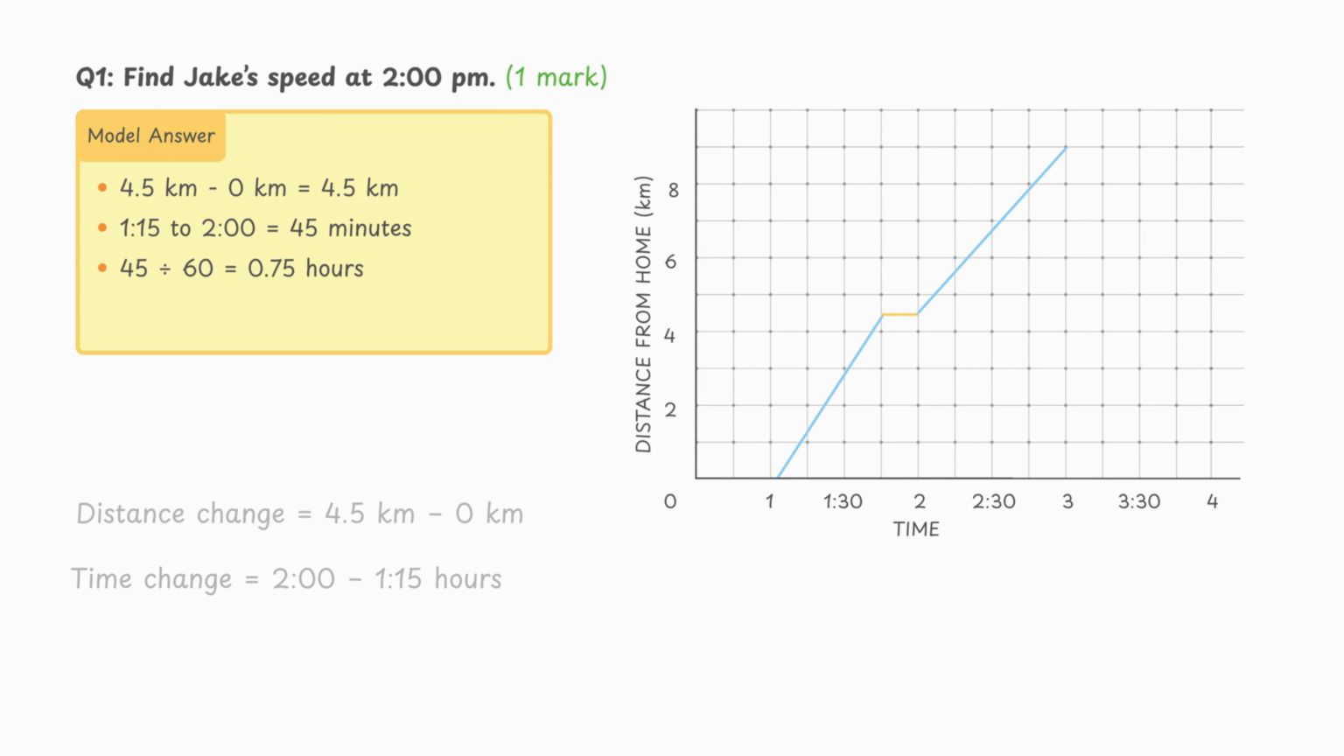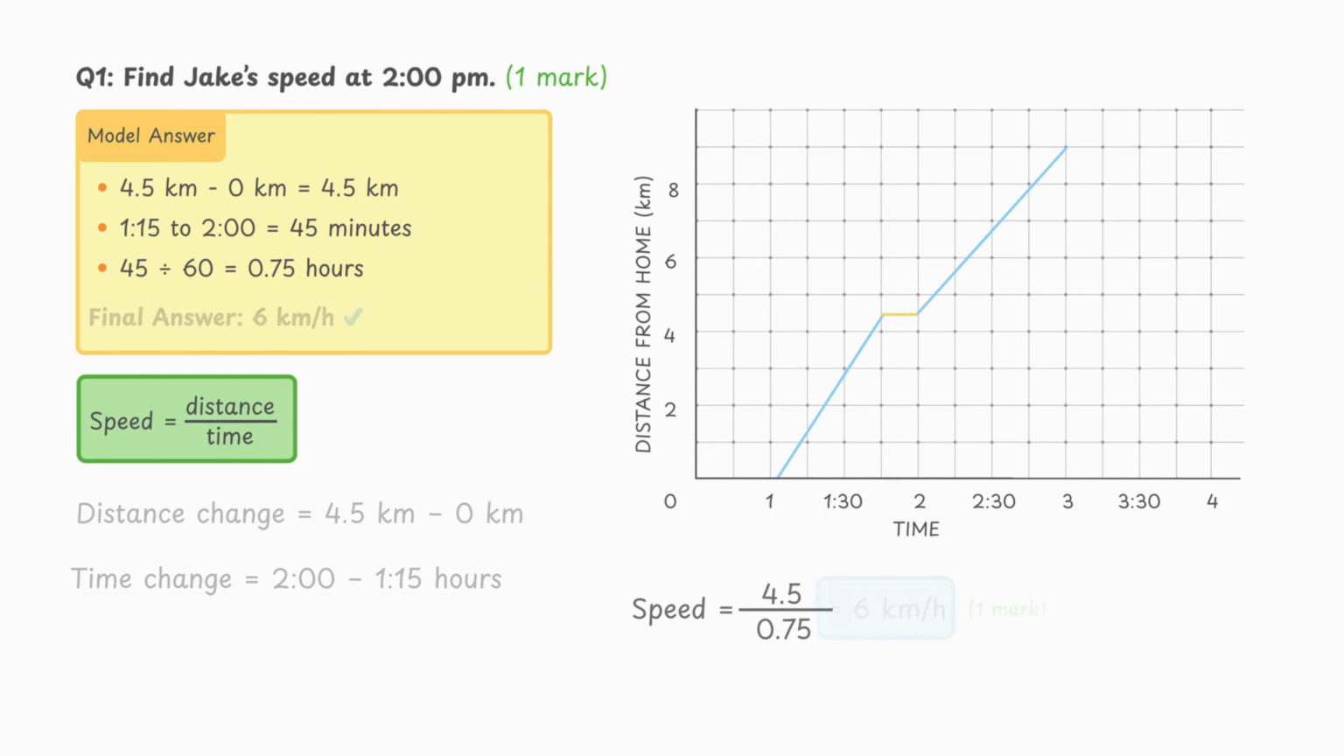Now we are ready to calculate the speed. Speed is calculated by dividing distance by time. So we divide 4.5 by 0.75. That gives us 6. So Jake's speed was 6 kilometers per hour. And that's our final answer.